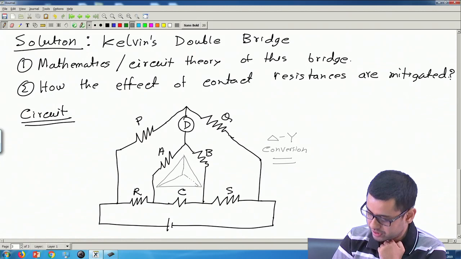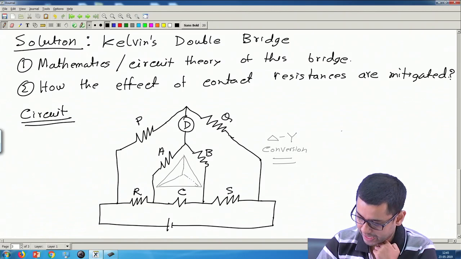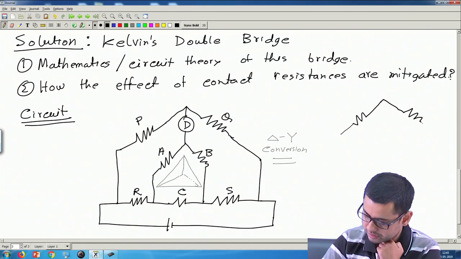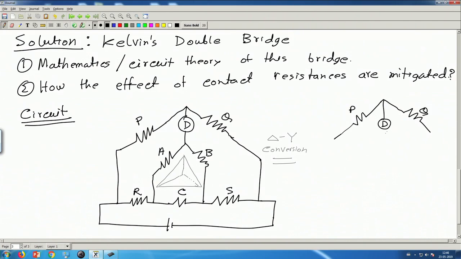Okay. So, what we will have? Let us draw first everything else, P, Q. This is P, this is Q, here we have the detector D, and then here is the R. Okay, and here is the power supply.